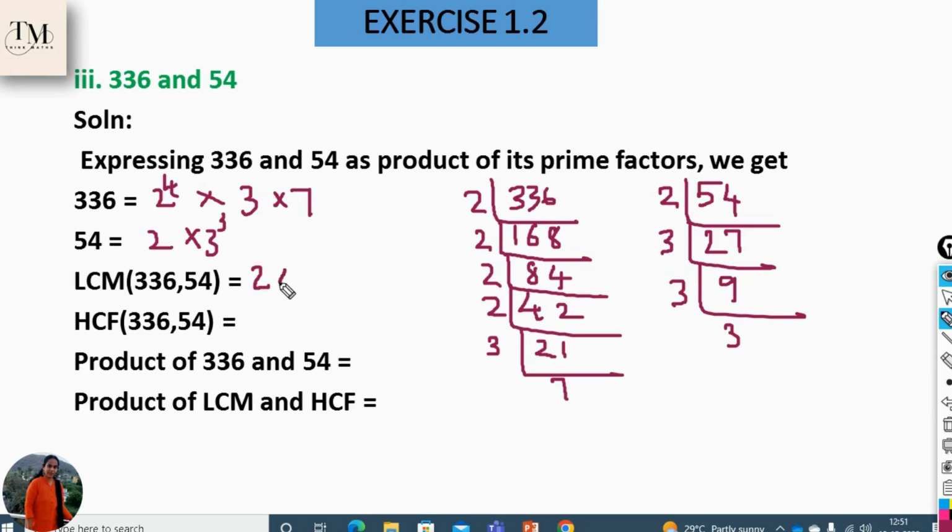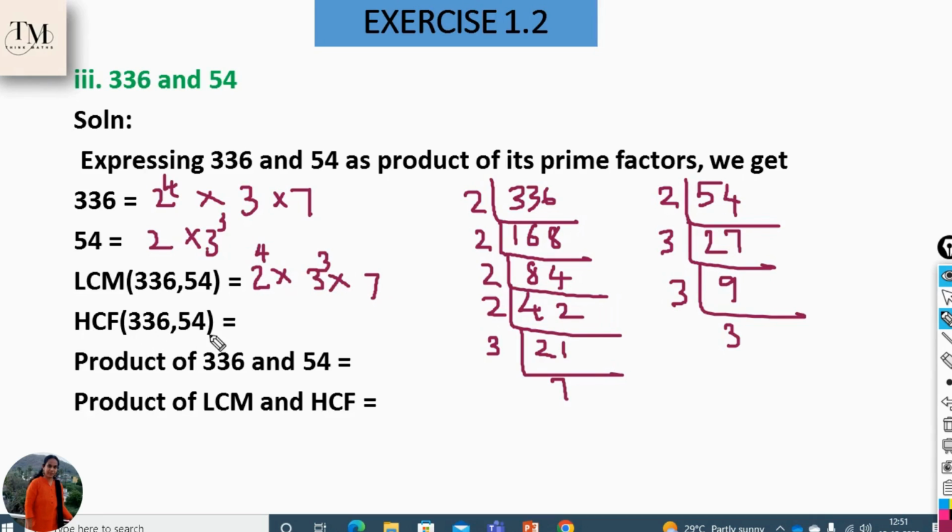LCM is the product of the greatest power of each prime factor. So what is the greatest power of 2? It is 4. Greatest power of 3 is 3. For 7 it is 1. Okay.